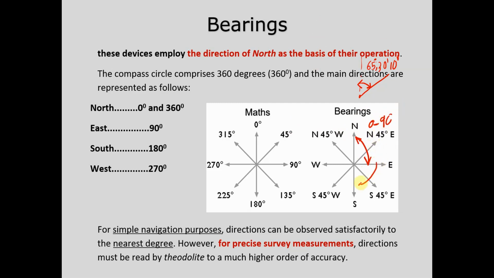Anything in the second quadrant should be between 90 and 180. The third quadrant should be between 180 and 270, increments of 90 degrees. And the fourth quadrant will be 270 to 360. 360, again, is the same as 0. So this point here represents 0 or 360. Both of them are correct.